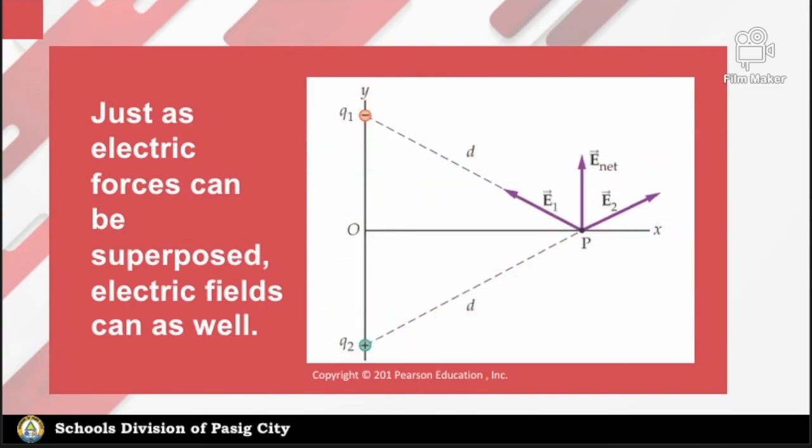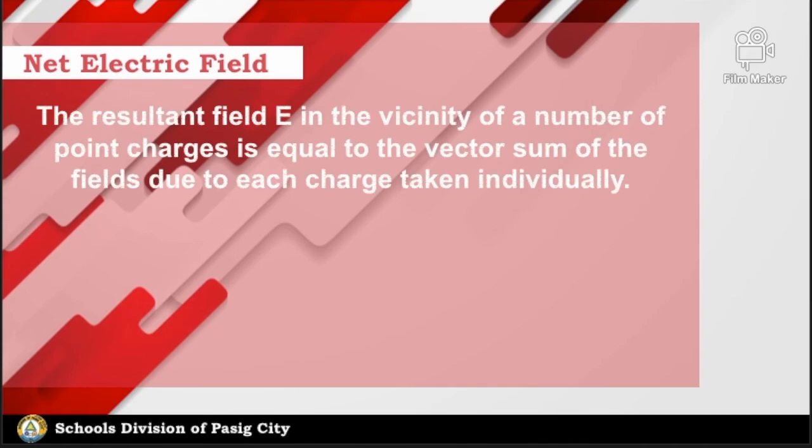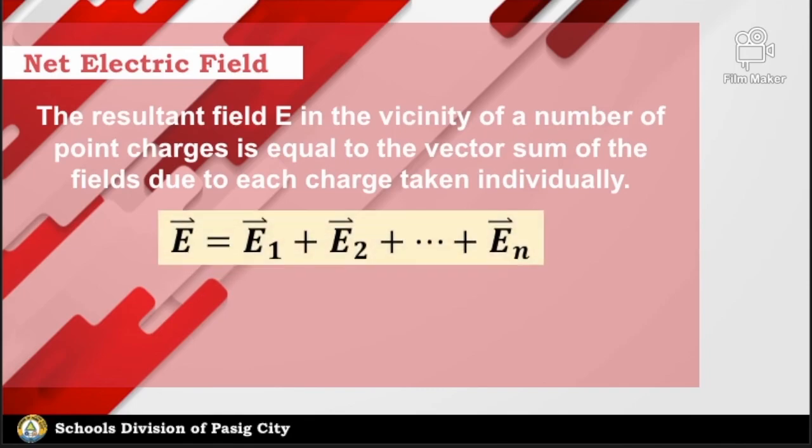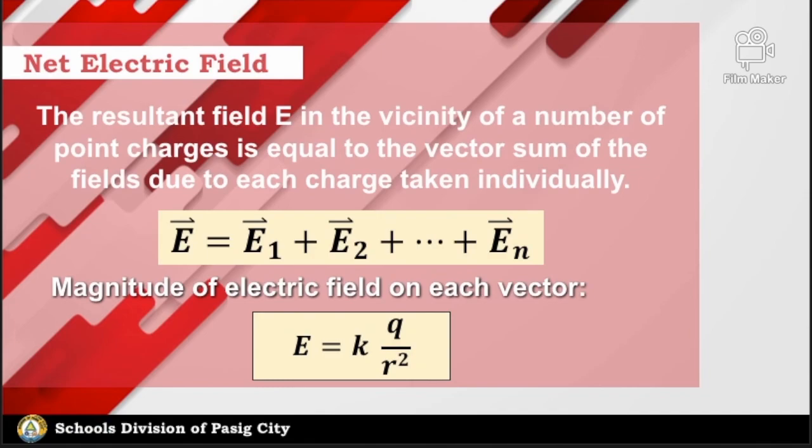Just as electric forces can be superimposed, electric fields can as well. And to be able to calculate the electric field of multiple point charges, we get the resultant of electric field. The net electric field is equal to the sum of the individual electric fields. The magnitude of electric field on each vector is equal to K multiplied by Q over R squared.